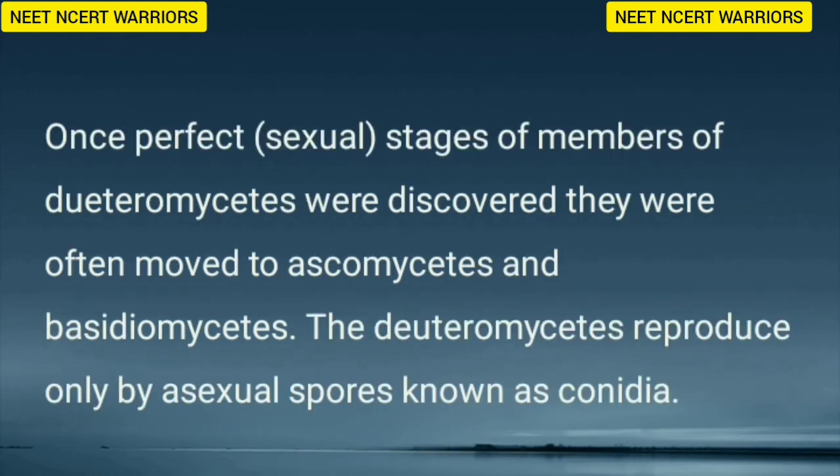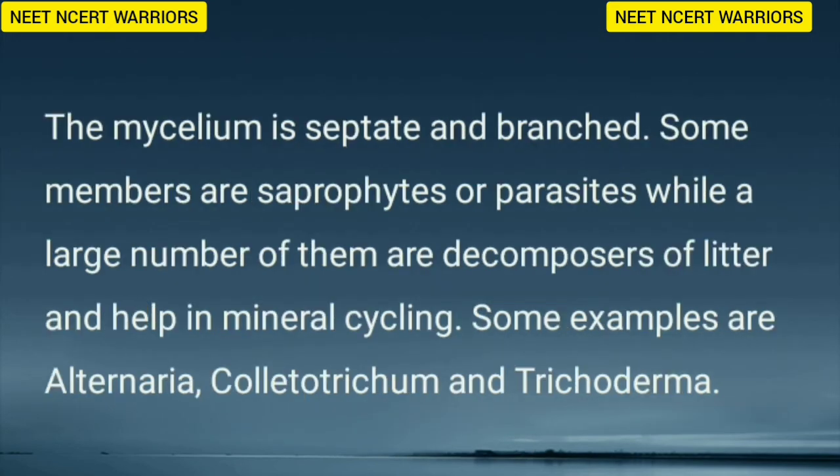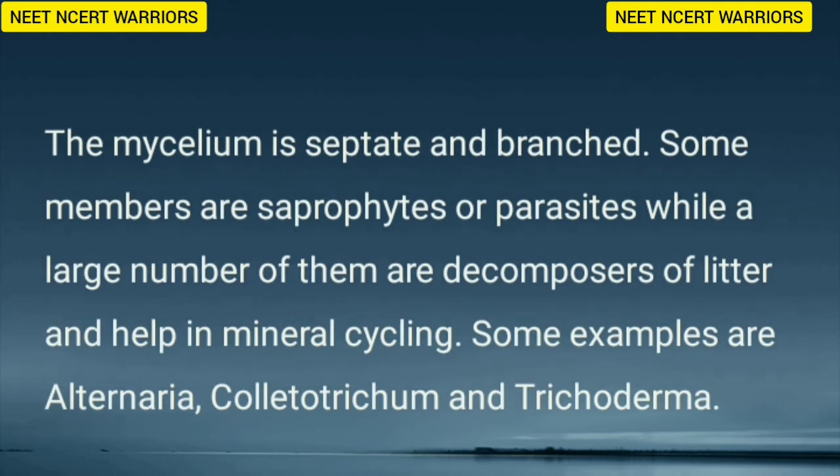Once perfect or sexual stages of members of Deuteromycetes were discovered, they were often moved to Ascomycetes and Basidiomycetes. The Deuteromycetes reproduce only by asexual spores known as conidia. The mycelium is septate and branched. Some members are saprophytes or parasites, while a large number of them are decomposers of litter and help in mineral cycling. Some examples are Alternaria, Colletotrichum, and Trichoderma.